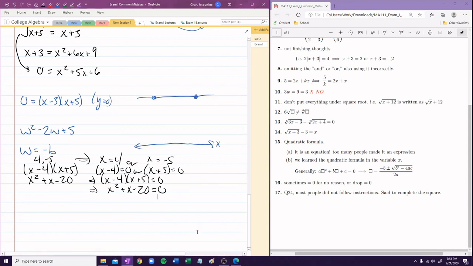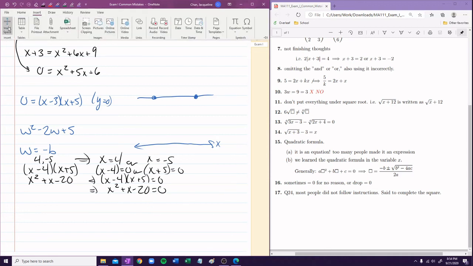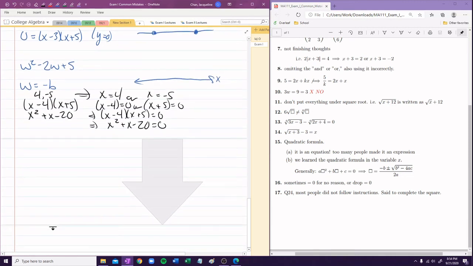The last thing I want to talk about is question 24. Again, it was an extra credit problem, so if you didn't do it, that's fine. However, a lot of you did not follow the instructions. It said to complete the square. I purposely picked a problem that would give you integers. I didn't want to make your life harder by adding fractions. That's a pain in the butt.